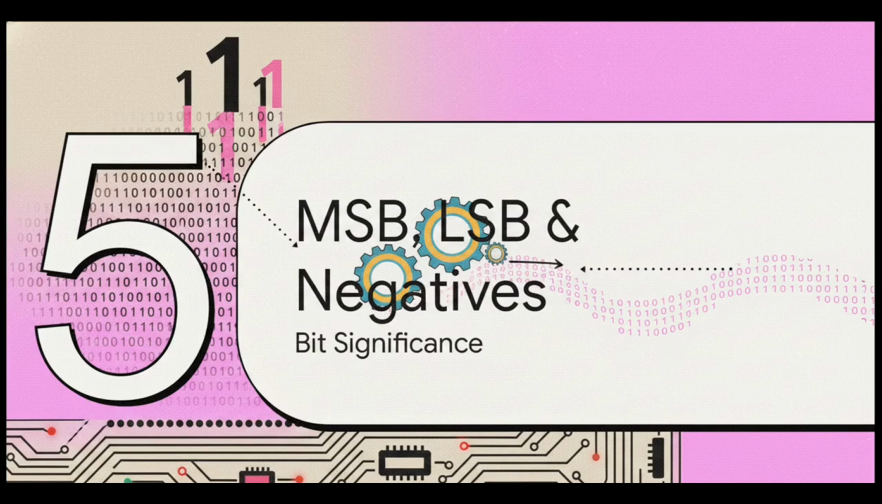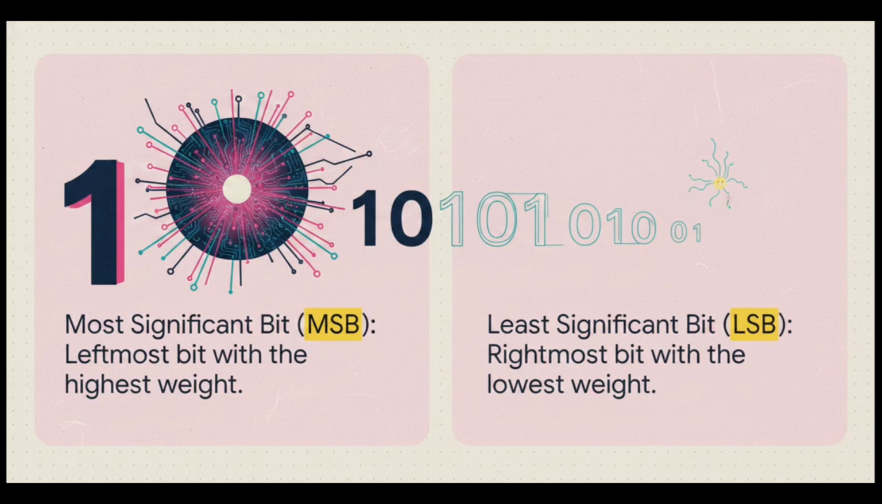Section 5. MSB, LSB, and negatives. So not all bits are created equal. The most significant bit, or MSB, is the bit sitting all the way on the left side of your number. Because it holds the highest positional weight, it carries the most mathematical impact. On the flip side, the least significant bit, the LSB, is all the way on the right, and it usually just carries a tiny weight of 1.